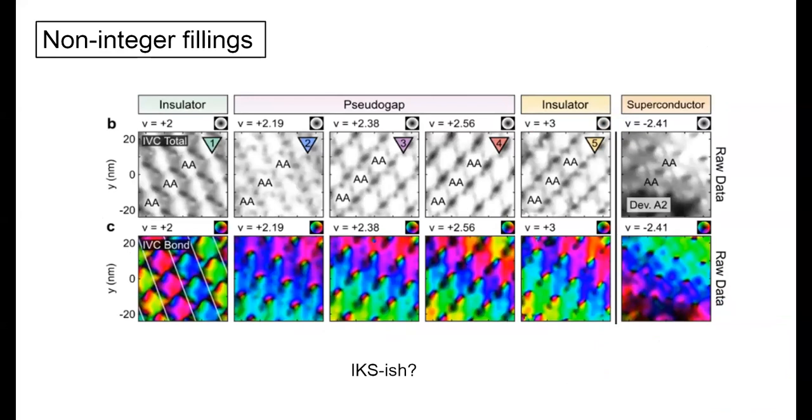Okay, let's look at some of the non-integer fillings. So this is the filling fraction 2. This is 2.19. You can see that something's changing as you go from place to place. It's not as obvious that this is exactly the same as this. So I'm not going to stick my neck out and say this is definitely IKS, but it looks IKS-ish, if that's a word. And even in the superconducting region, at filling fraction minus 2.41, they see something that kind of looks IKS-ish, but it's not necessarily IKS.